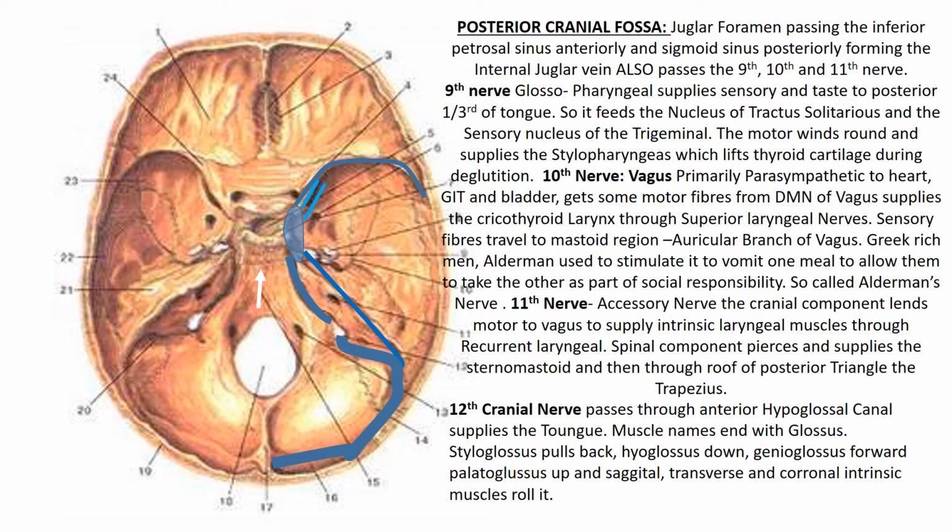The 10th nerve, or the vagus nerve, is primarily parasympathetic to the heart, GIT and the urinary bladder, and gets some motor fibers from the dorsal motor nucleus of vagus, supplying the cricothyroid muscle of the larynx through the superior laryngeal nerve, and it thus controls the pitch of the voice.